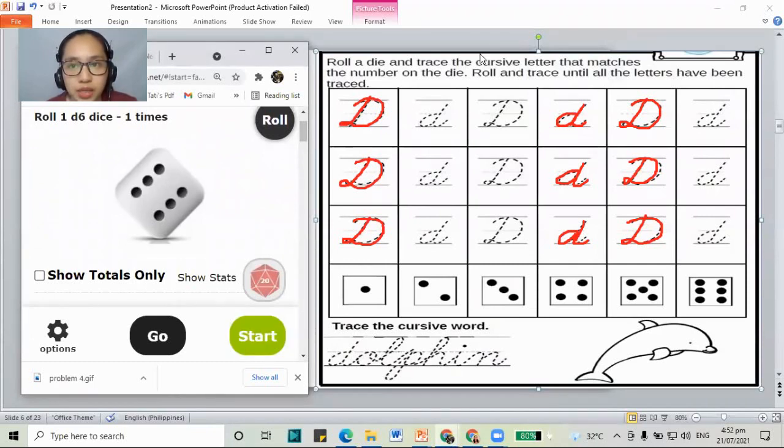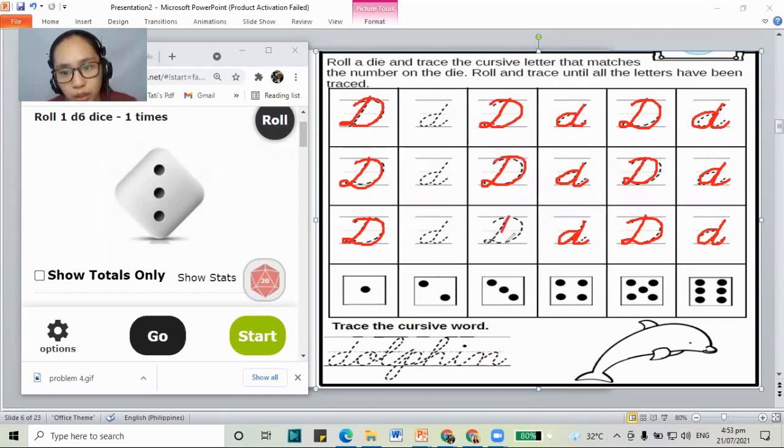For number 6, let's do lowercase d again. Line down, go around and out. Lowercase d. So we need 3 and 2. For number 3, let's make capital D, around, make a loop and out. Go down, make a loop and out. Capital letter D. And now the last one, lowercase d.